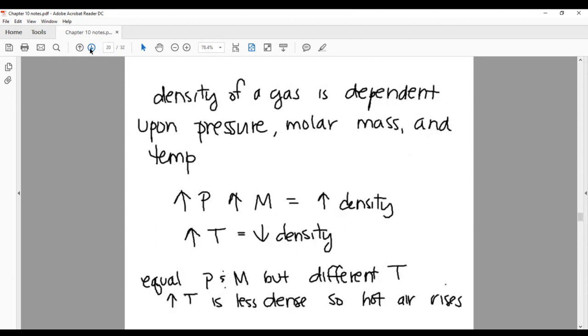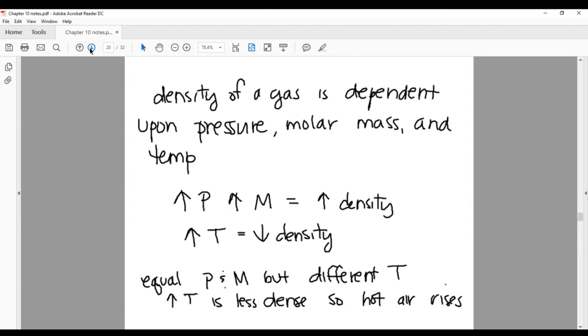So what does that tell us? Well, that tells us that the density of a gas is dependent upon the pressure, the molar mass, and the temperature. Since pressure and molar mass are at the top, an increase in pressure or molar mass gives us an increase in density. But an increase in temperature gives us a decrease in density.